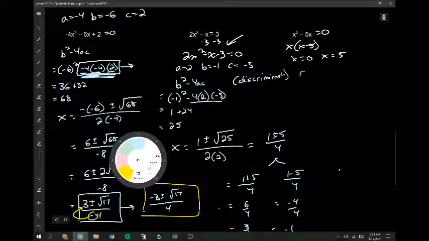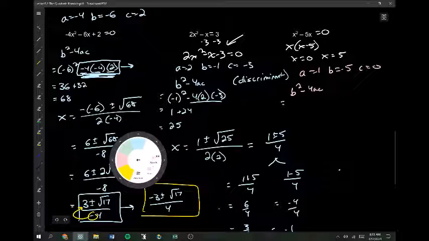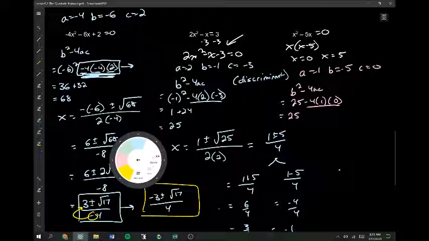So my a value is 1, my b value is negative 5, my c value is 0. And that's okay to have a c value or a b value of 0. So I'm going to do the discriminant b squared minus 4ac, which is 25 minus 4 times 1 times 0, which is actually just 25 because all of this is 0. 4 times 1 times 0 is 0, so this just becomes 25 again. It's going to be really similar to our last problem, actually.